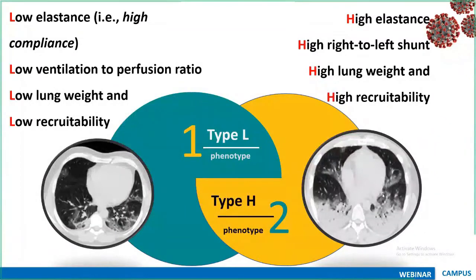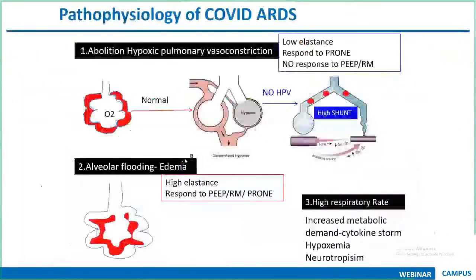Now we have the other group of patients. These are just like any other ARDS. They will have a low compliance but high elastance, high left to right shunt, high right to left shunt, and again high lung weight and high recruitability. This group of patients will require high PEEP, and the other group will not require high PEEP, and you can manage the hypoxemia with high FiO2. How are we going to do that?